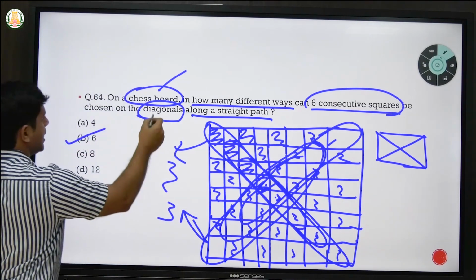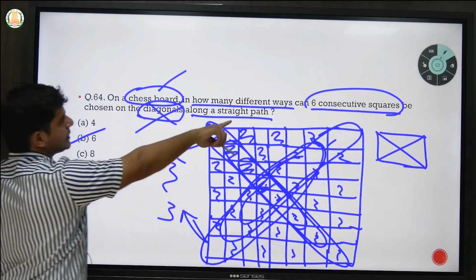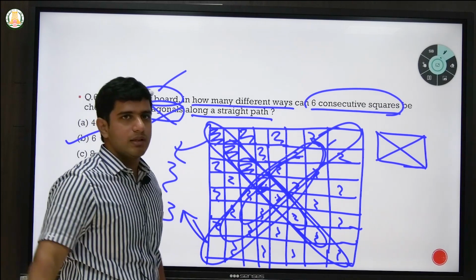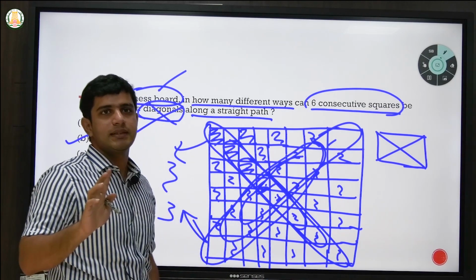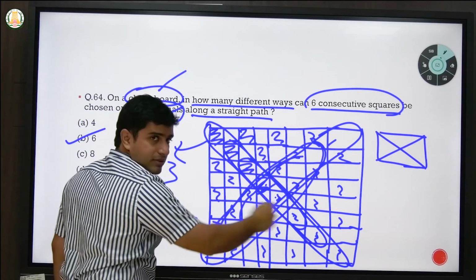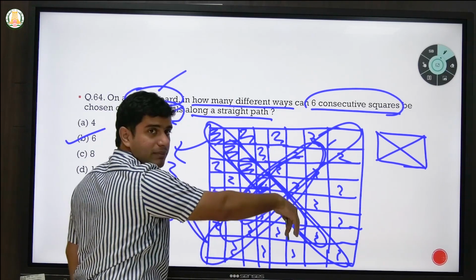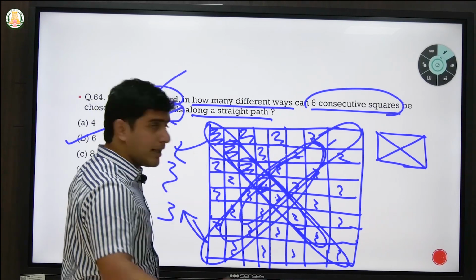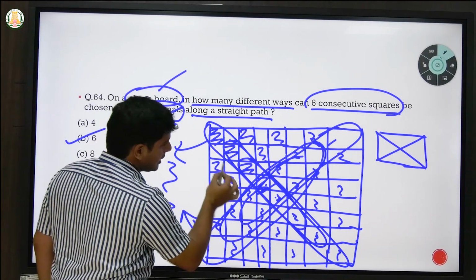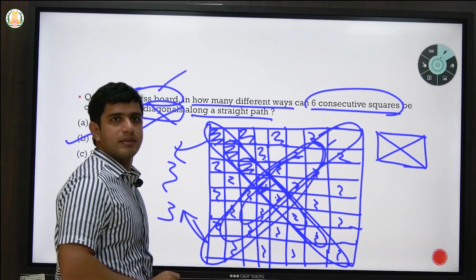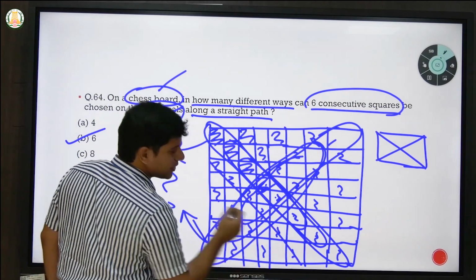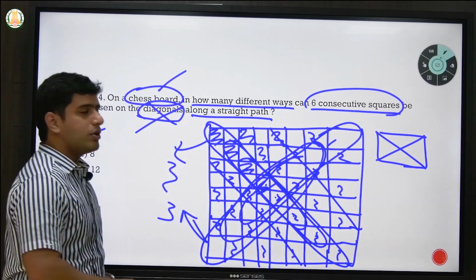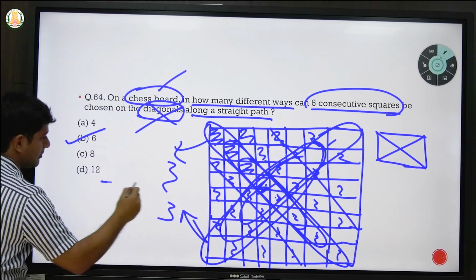True. So, let's say he removes this term, and he says how many different ways can 6 consecutive be chosen along a straight path. That means how many straight paths are there? Every row is one straight path. Every column is one straight path. Then every diagonal will be one straight path. And again be careful, not only diagonal, the lines parallel to diagonal will also be a straight path. Means even this will be a straight path for you. And this will also be a straight path for you. So, your diagram will look something like this.